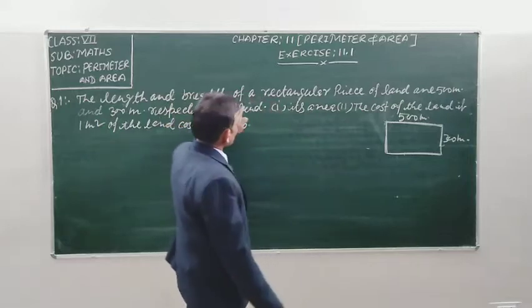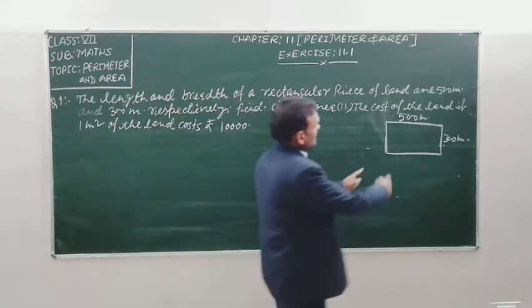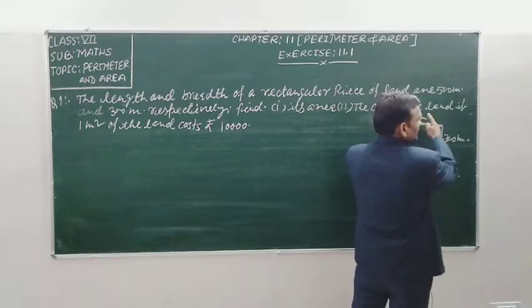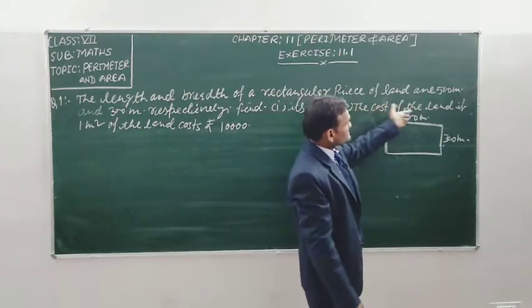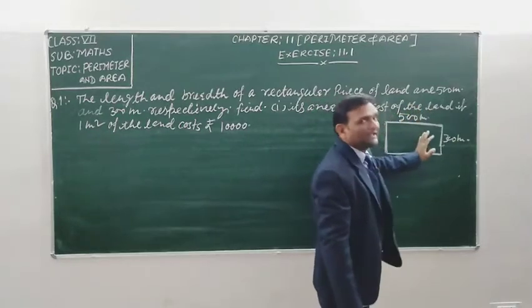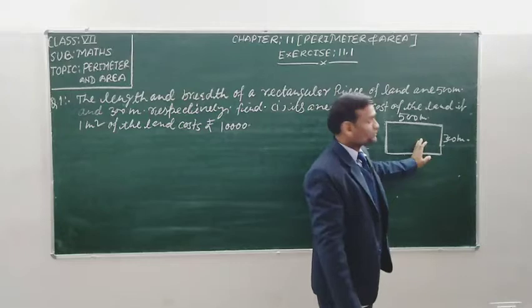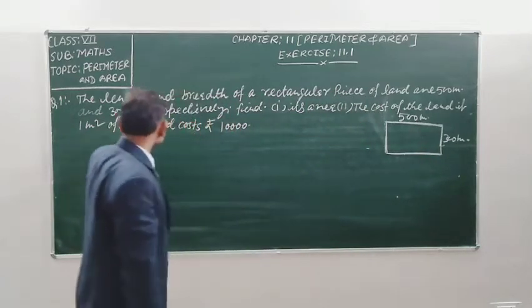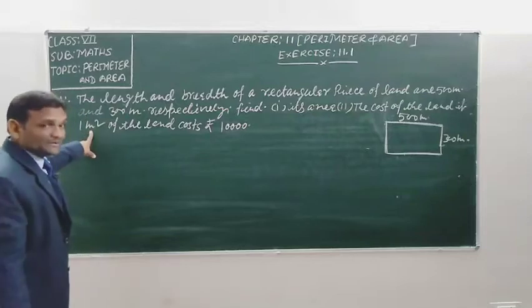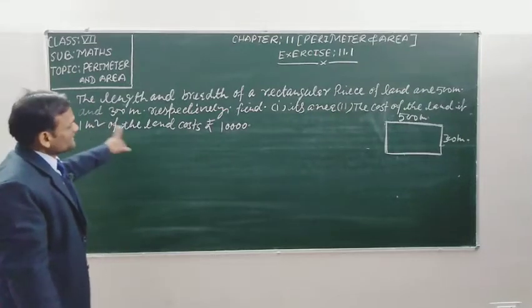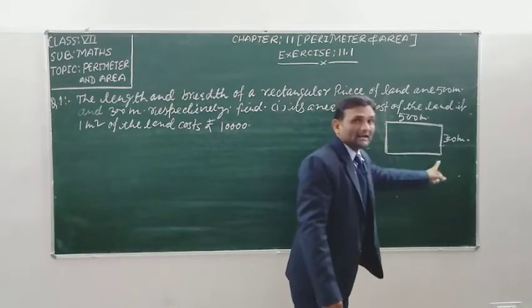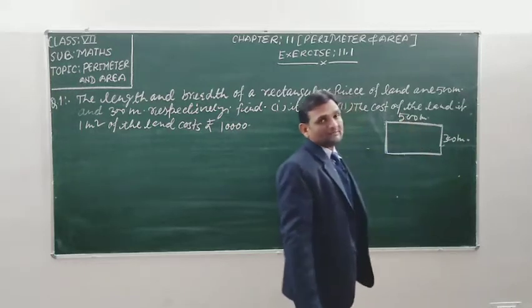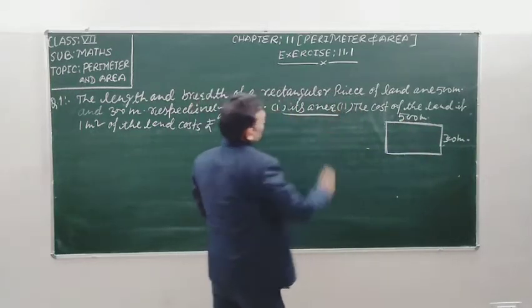So student, the question is asking me to find the area of this rectangular piece of land. And second, it is asking the cost of the land. What will be the cost of the land if the rate is given: 1 meter square, cost of land is 10,000 rupees? So what will be the cost of this total land? Student, this is very easy. Firstly we find the area.